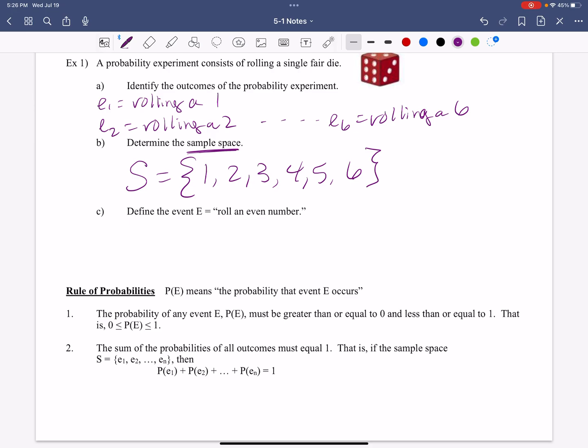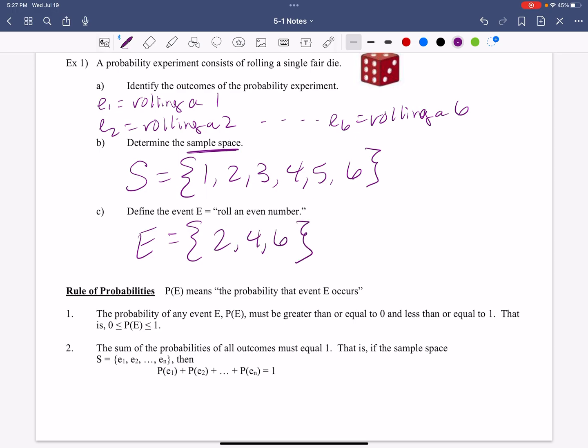Okay, then I want to define E, which is an event, all right? So this event, again with the squiggly brackets, because it's setting a set. It's putting up a set. What are my even numbers? 2, 4, 6.